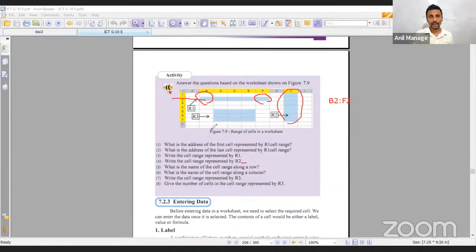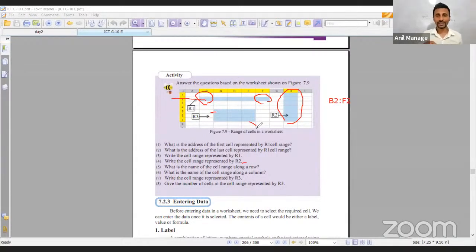Write the cell range represented by R3. First one you have to take this one. Last one is this one. First one is C5 colon, last one is E7. So if you have so many cells, you have to take the left, right most upper one and the right side lower one, right? So that's how you have to create the cell range.